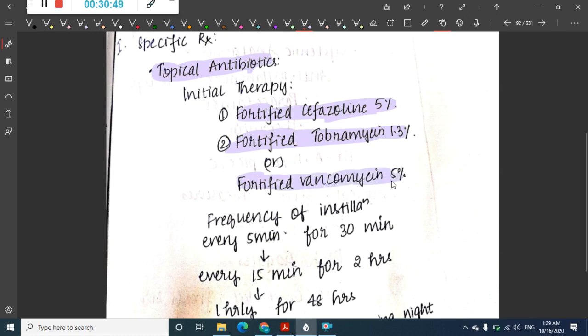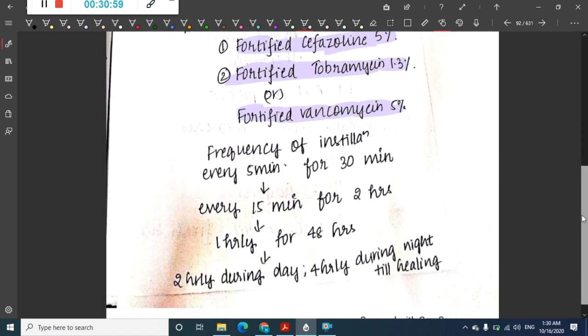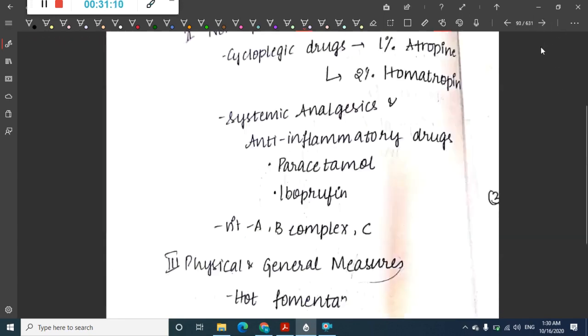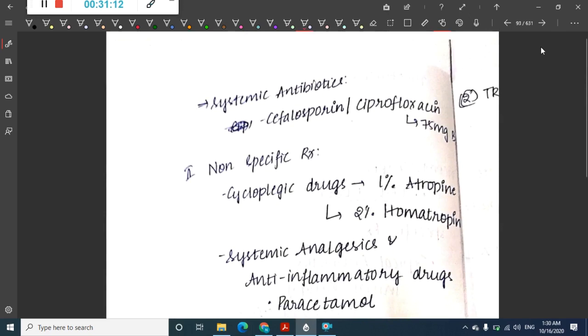We can use fortified cefazolin, which is 5%, fortified tobramycin 1.3%, and fortified vancomycin, that is 5%. They can be instilled every 5 minutes for 30 minutes, followed by every 15 minutes for 2 hours, followed by hourly for 48 hours, then 2 hourly during the day. You can also use systemic antibiotics like cephalosporins, and ciprofloxacin can also be given.